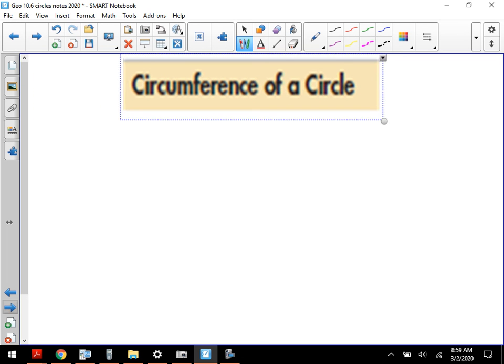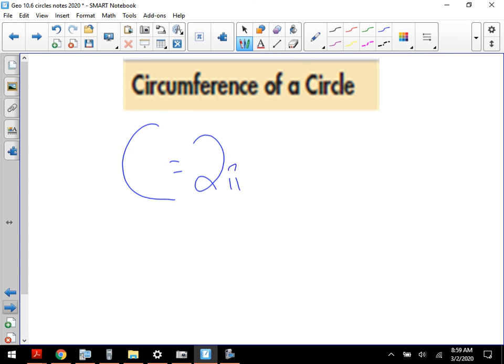Once again, circumference. Circumference was what formula? Do you remember? Circumference was 2 pi times r. Pi r squared is area. Or pi times the diameter.